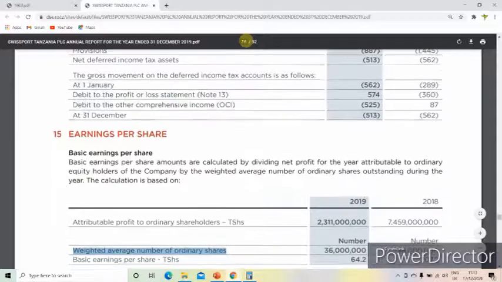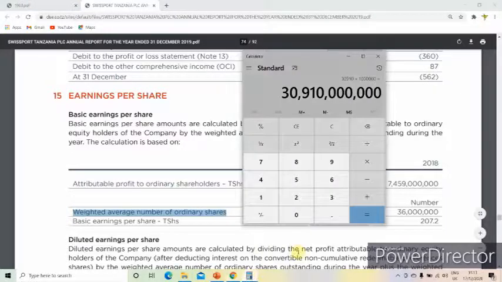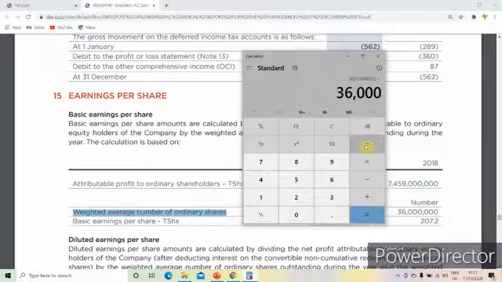Now, to get that data, I usually just go to the earnings per share, and we all know that it's attained by taking the profits divided by the total number of ordinary shares, of which the company indicates that the number of ordinary shares is 36 million. So this figure we got right here, we're just going to take that and divide that by 36 million, and we should be able to get 858.6111 as our book value per share for us common shareholders in Swissport Tanzania.